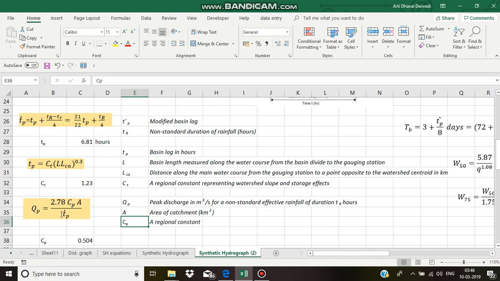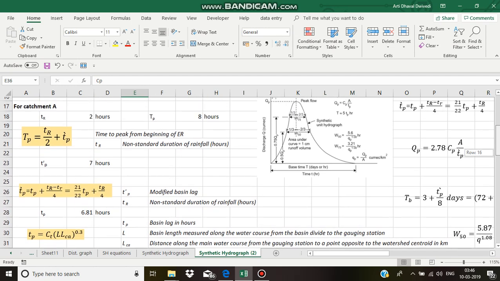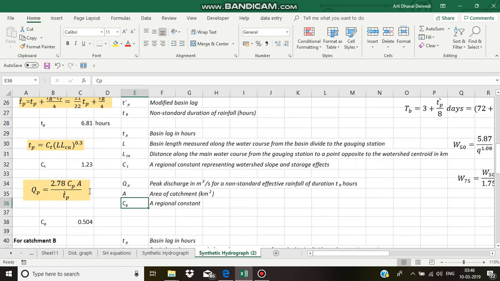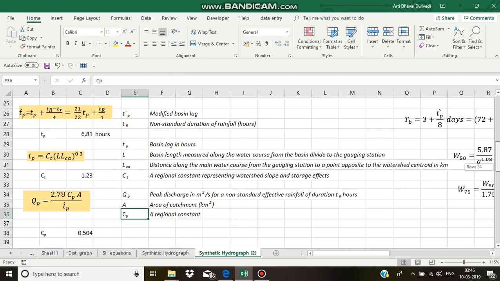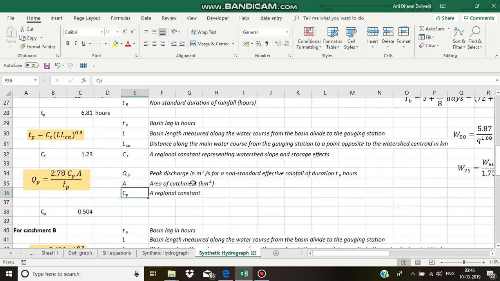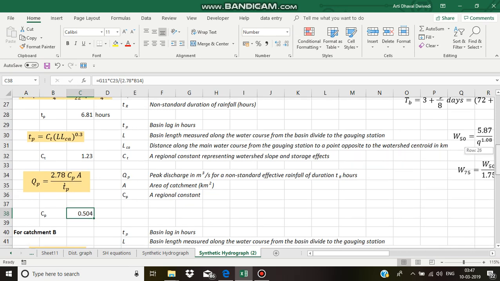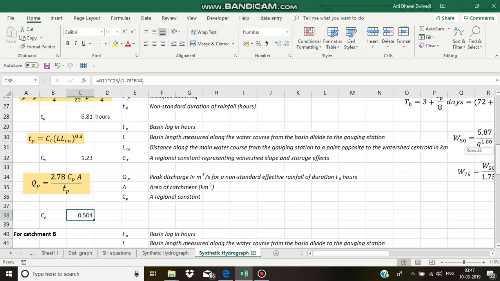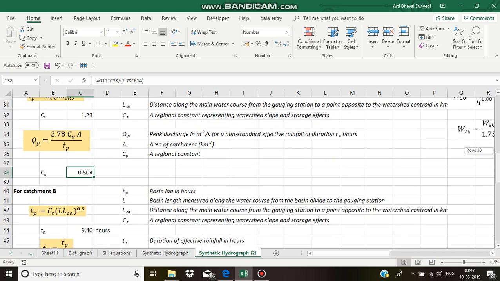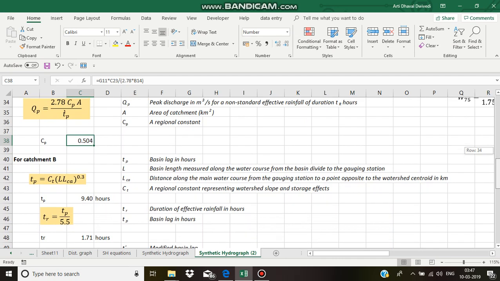Value of T dash P as calculated above was 7 hours, and area of catchment A is 225 kilometers square. So when we plug in all these values, we can calculate CP. Its value is 0.504. Now we'll begin the process for developing synthetic unit hydrograph for catchment B.